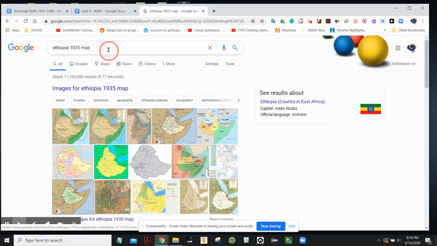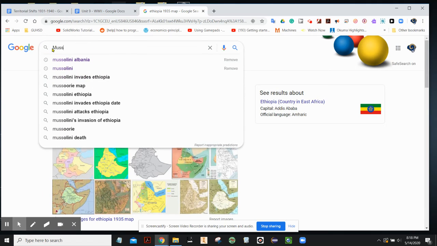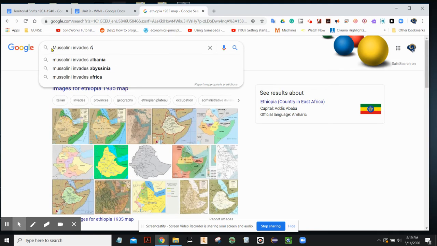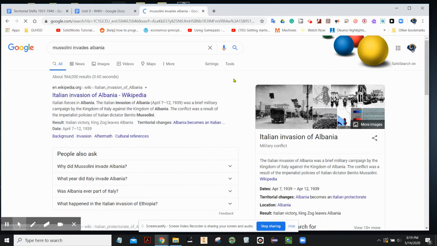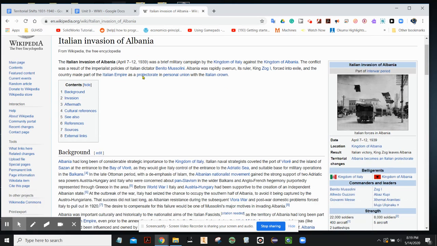So let's look up Mussolini invades Albania. And we could probably find a really quick answer. Wikipedia is fine for me. And let's read it.